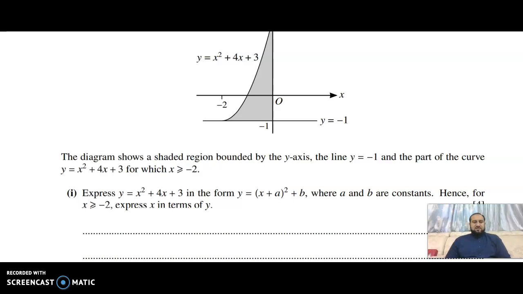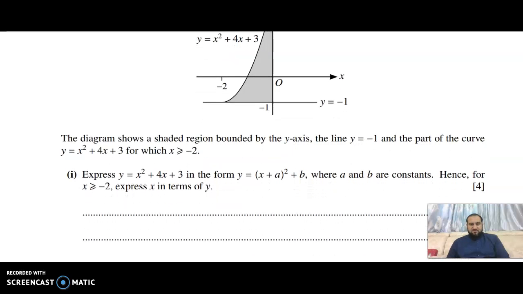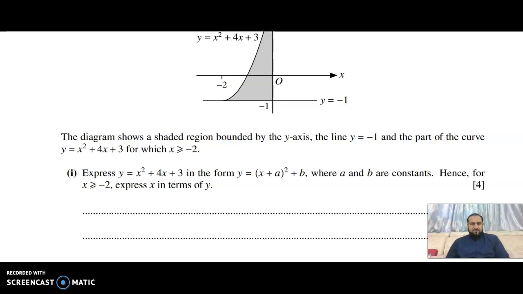In this question, the diagram shows a shaded region. We are given the equation of a curve, which is y equals x squared plus 4x plus 3, for which x is greater than or equal to minus 2. In the first part it says express this in the form y is equal to (x plus a) whole squared plus b. So we need to use completing the square.